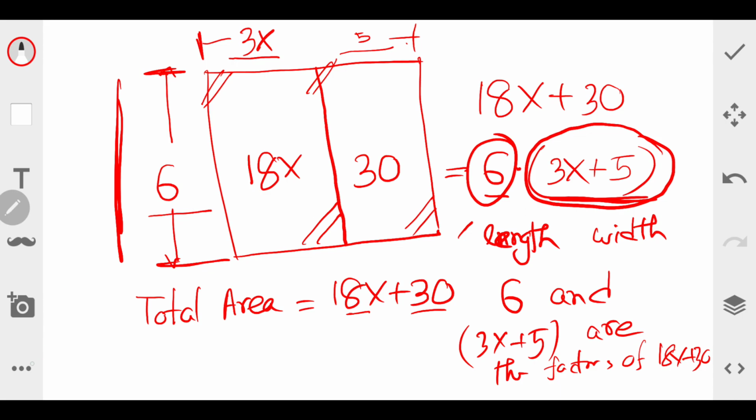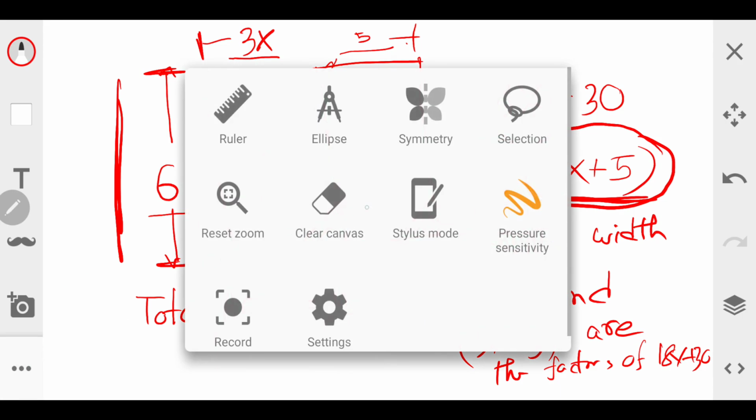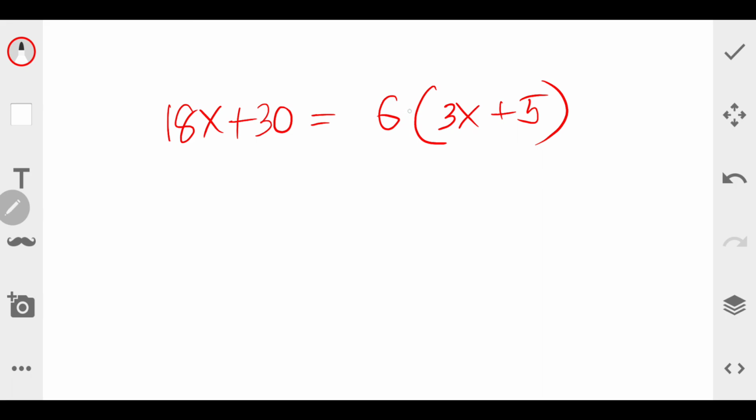Now if you notice here, when you have 18x plus 30, which is equal to 6 times 3x plus 5. So let me write this one more time. We have 18x plus 30, and we said this must be equal to 6 times 3x plus 5, and we know 6 and 3x plus 5 are being multiplied. And also you notice that we did the distributive property. So here if we do the distributive property and the multiplication, you'll see we will get 18x plus 30.